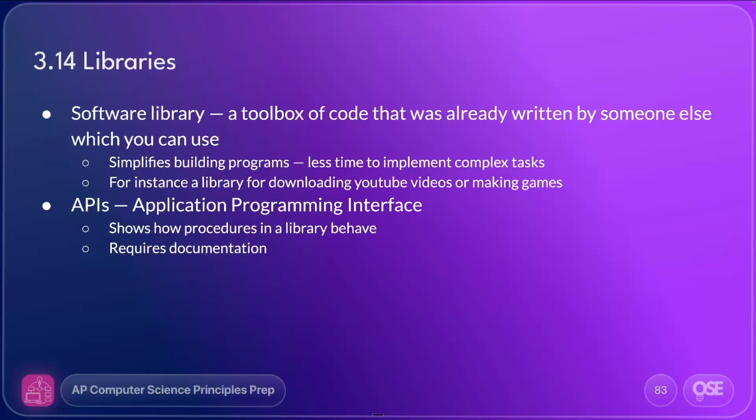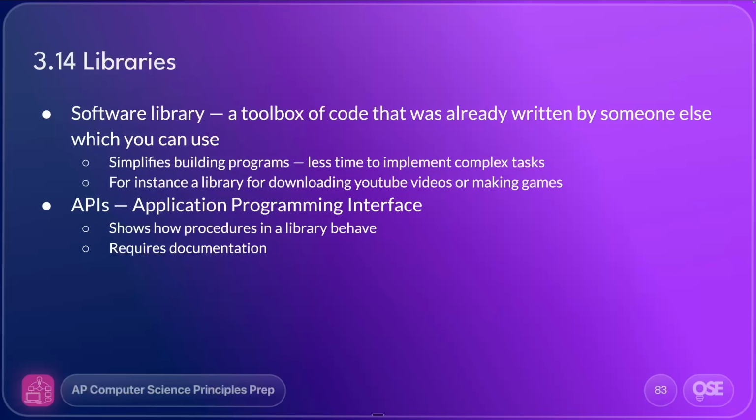Important topic is also called libraries. A software library is a toolbox of code that has already been written by someone else which you can use yourself. This simplifies building programs because you spend less time building complex tasks. An example of a library is downloading YouTube videos or making games. There are such libraries like PyGame or other libraries that can be used to download YouTube videos.